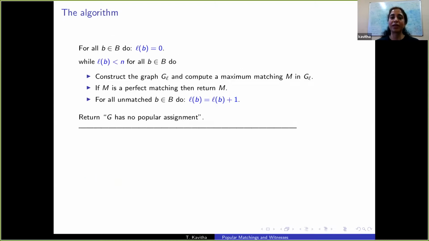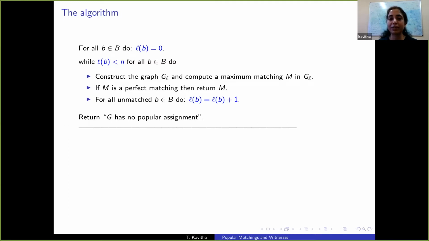So the pseudocode of the algorithm was quite simple. Let's start with all objects on level 0. And while there is no object at level n, so while all levels are less than or equal to n minus 1, let's do the following. Construct the subgraph G sub L and find a maximum matching. If it's perfect, great, return M.